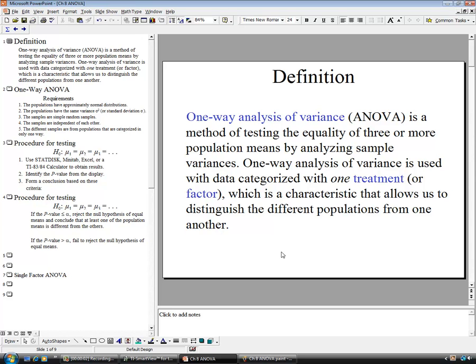Now for dealing with more than two treatment means, we're trying to determine if they're all the same versus at least one of them is different, or not all the same, however you wish to refer to it. We're going to deal with ANOVA, and that stands for Analysis of Variance, or One-Way Analysis of Variance. We're going to do this when we're dealing with just a single factor.